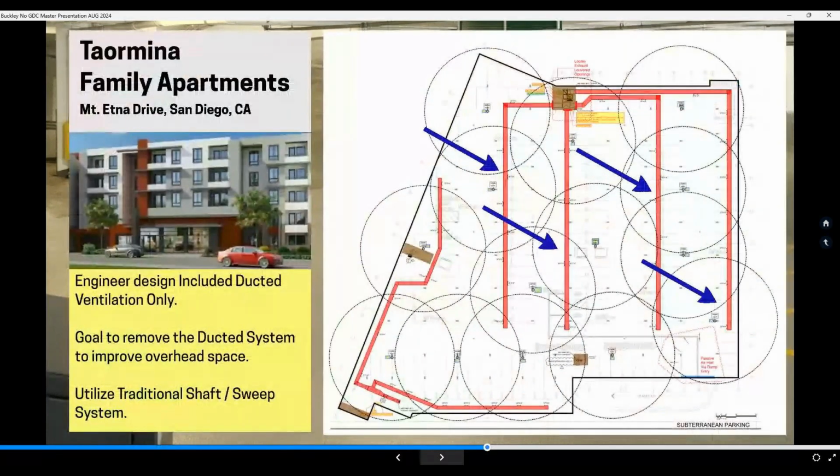So moving on, we're also now going to look at Taormina Family Apartments. This is a project in San Diego, California. And here again, we're also going to talk about the effectiveness of controlling carbon monoxide in a system where we're comparing a jet fan versus ducted. And then we're going to talk about the energy efficiencies of going from a ducted system to a jet fan system. So on this particular project, the engineer designed in the beginning what he wanted to do.